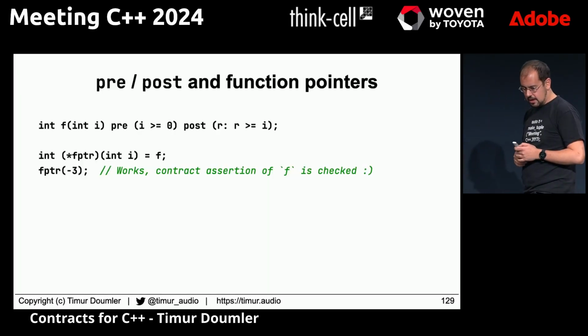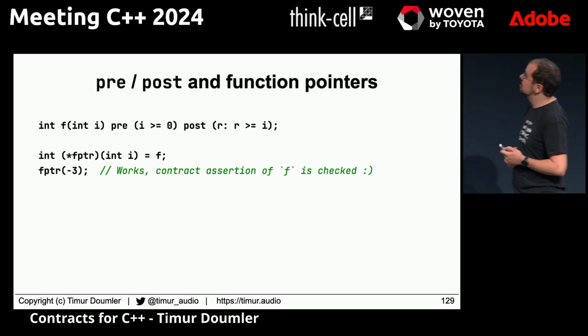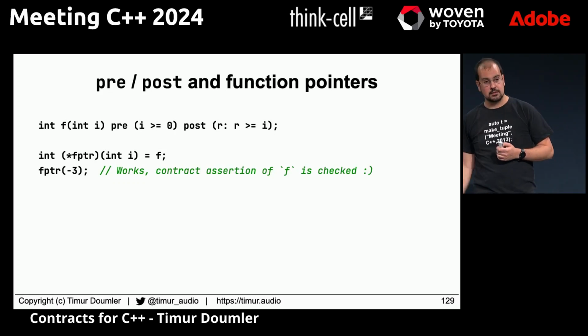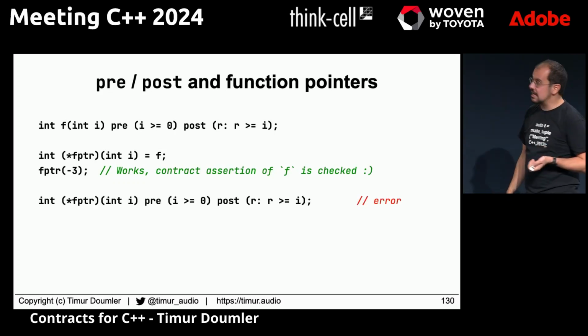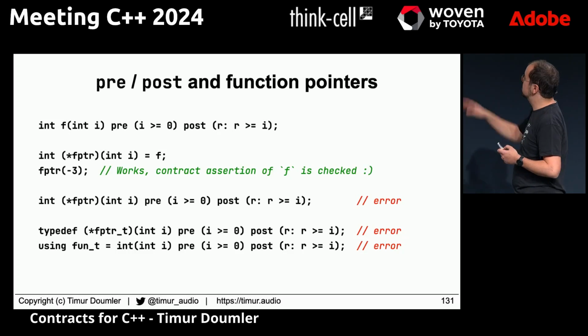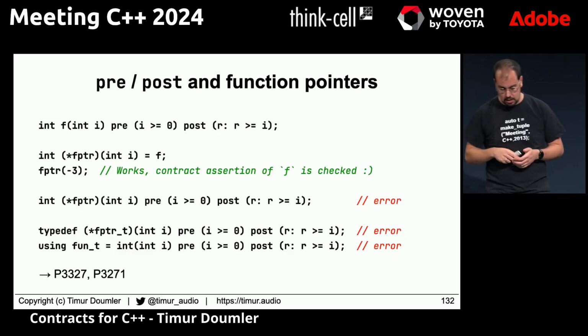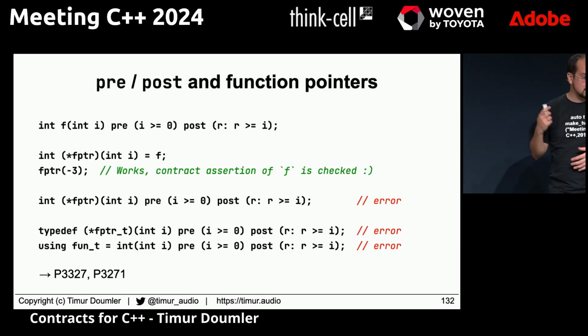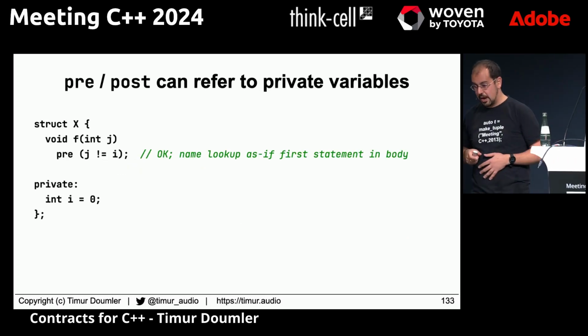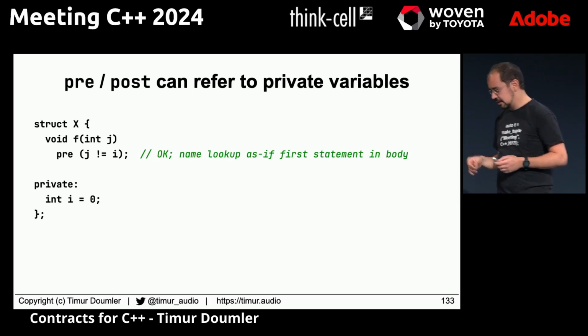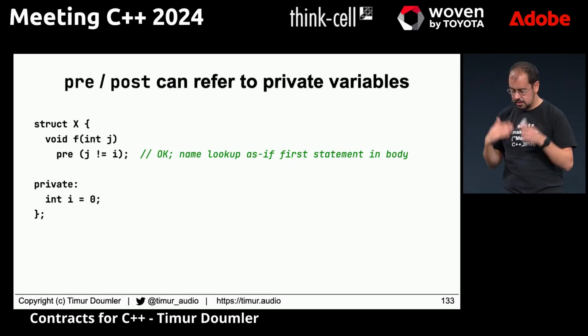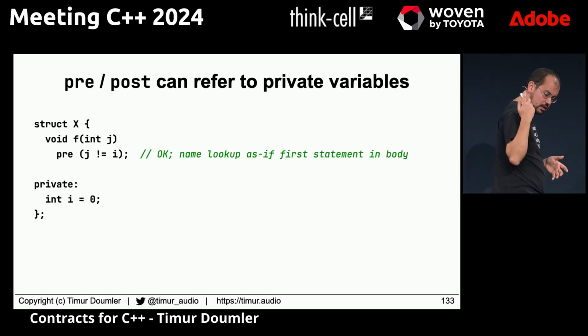If you have a function with pre and post, and you have a pointer to it, you can call the function through that pointer, and the contract will still be checked. However, you cannot put the contract directly onto the pointer or onto a typedef. There are very good reasons why this doesn't really work. You can read about that in those papers. Pre and post can refer to private variables, even though they're on the interface, and if you think about it for a little bit, it turns out there are good reasons why you need that.